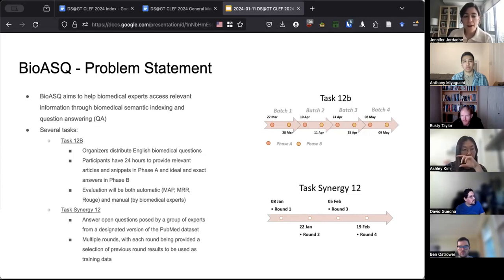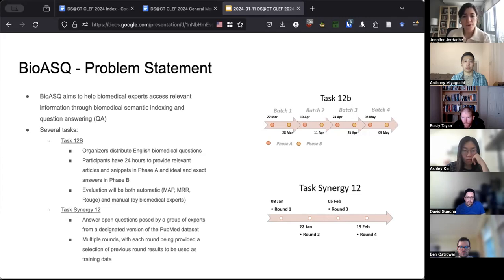And BioASQ is really aiming to improve biomedical semantic indexing and question answering systems. And they're presenting us with, I think, 4 different tasks that contribute to this problem statement. There are 2 main tasks that have a lot of information on them and have been repeats over the years, and 2 other, newer tasks that don't have a ton of information on them right now, but I'll just briefly touch on them as well.